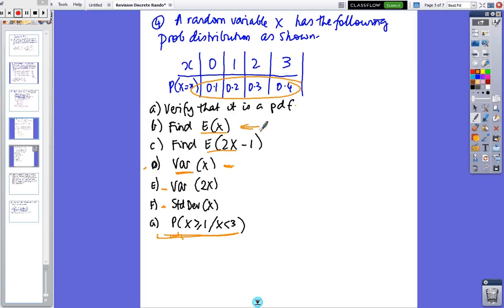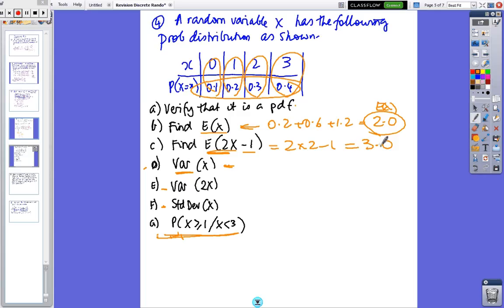Okay, so the expected value of x will be multiplying the numbers. So we've got 0, 0.2 plus 0.6 plus 1.2, and so the answer is 2.0. So that's the expected value. So multiply the numbers and then add. Okay, so E(2X) is 2 times E(X), and to get E(2X minus 1), we just double that number and subtract 1. So it's 2 times 2 minus 1, so that's 3.0.